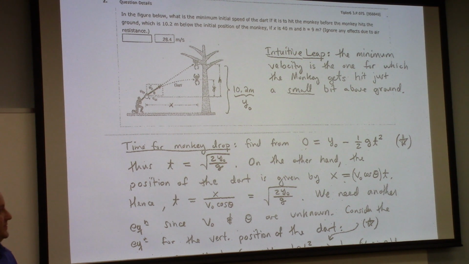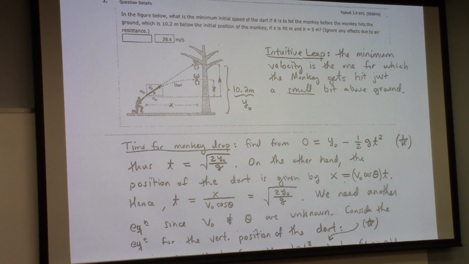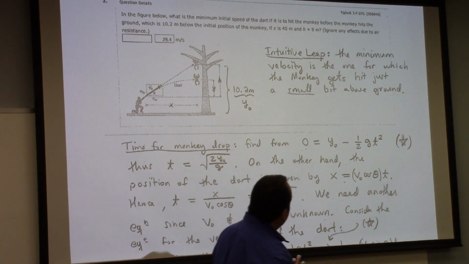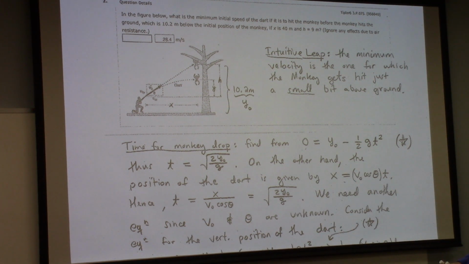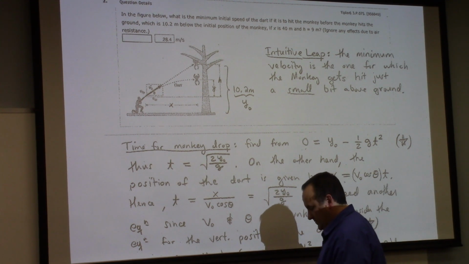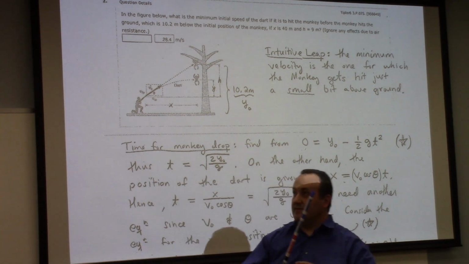Here's the basic idea to solve this problem. I'd say the intuitive leap is that the minimum velocity is the one for which you get the monkey right before it hits the ground. That's the question: what's the minimum initial speed of the dart if you want to shoot the monkey? If you had a super fast gun, you could just shoot the monkey. I was going to go back and get my laser, but ran out of time.